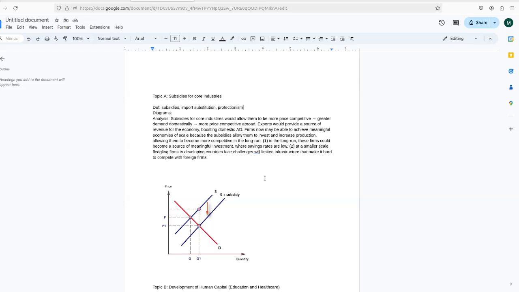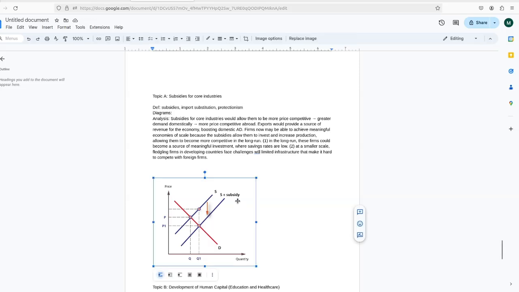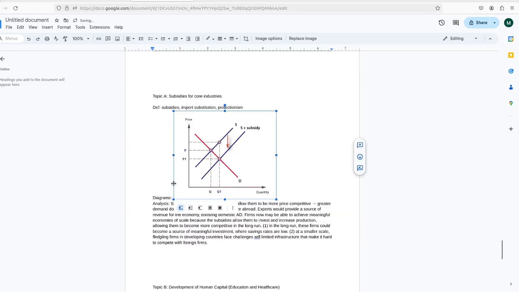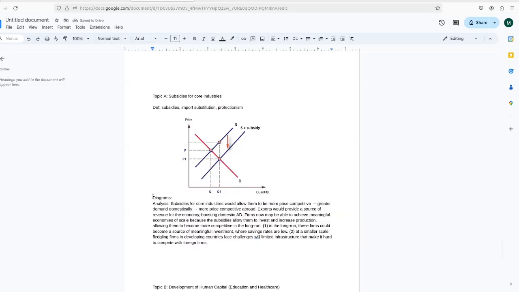And actually a lot of free trade agreements will place limits on the subsidies you can provide for exactly this reason. And then for a diagram, I'm just including this, which is a standard subsidy diagram where you can see that the subsidy lowers the costs and increases overall output in the economy, which I think is very important. Well, it's quantities for the specific market, but that's effectively because firms are producing more.